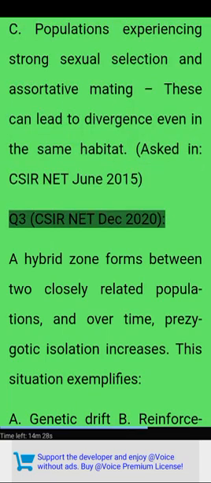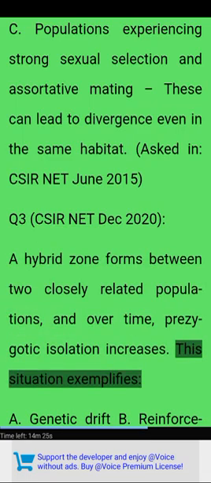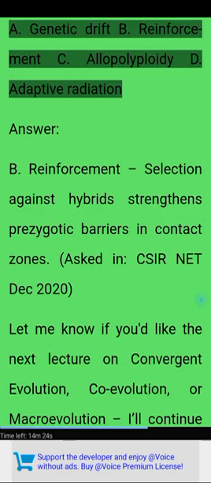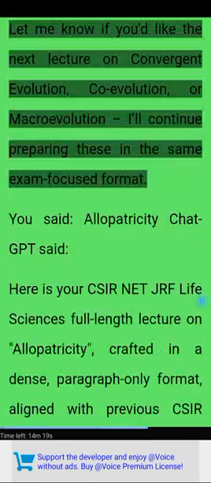Q3, CSIR NET December 2020. A hybrid zone forms between two closely related populations, and over time, prezygotic isolation increases. This situation exemplifies A, genetic drift. B, reinforcement. C, allopolyploidy. D, adaptive radiation. Answer: B, reinforcement. Selection against hybrids strengthens prezygotic barriers in contact zones. Asked in CSIR NET December 2020.